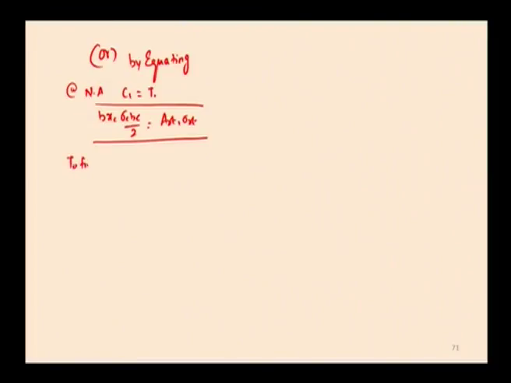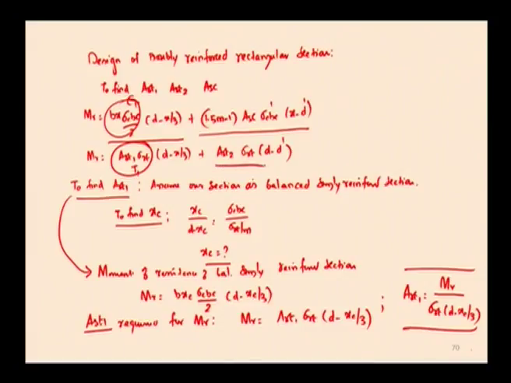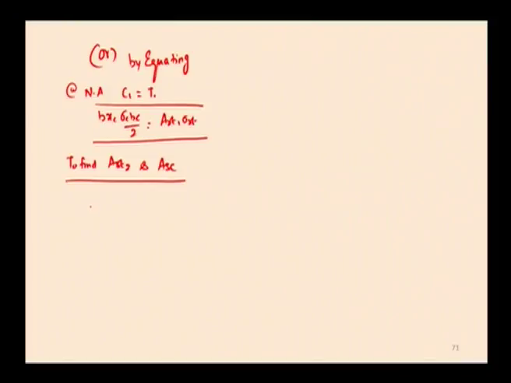Then to find out AST2 and ASC. How to find out AST2? Here, the total moment of resistance is this one. We have found the moment of resistance of the balanced singly reinforced section, and the total moment M is given in the problem.